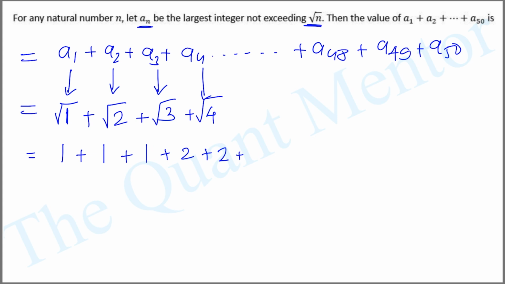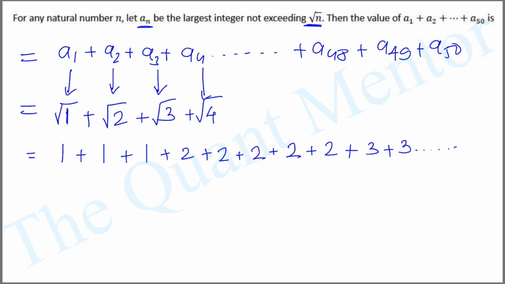A6 will be the largest integer not exceeding root 6. It will again be 2. A7 will again be 2. A8 will be the largest integer not exceeding root 8. It will be again 2. Now a9, interestingly, will be the largest integer not exceeding root 9. Now root 9 is 3, so it will be 3. Similarly, a10 will be again 3, the largest integer not exceeding root 10.